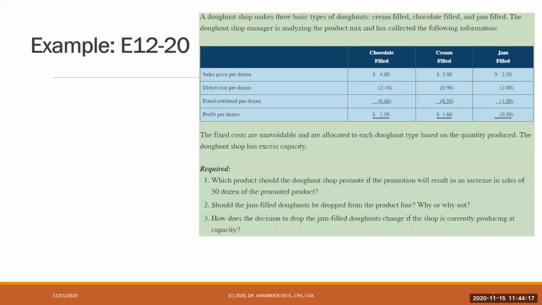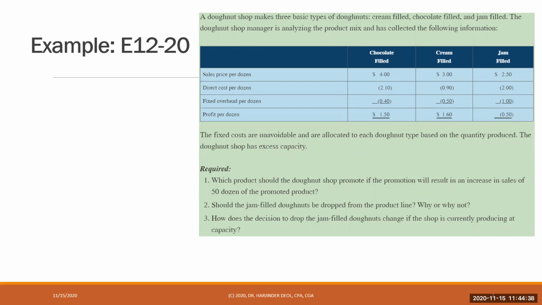Here's a look at an example from the textbook, 12-20. So a donut shop makes three basic types of donuts: cream-filled, chocolate-filled, and jam-filled. The shop manager is analyzing the product mix and has collected the following information.